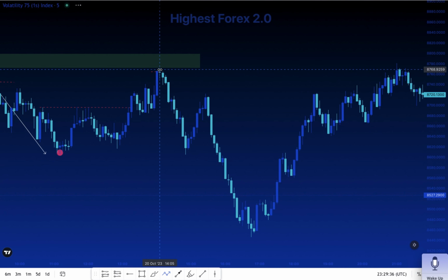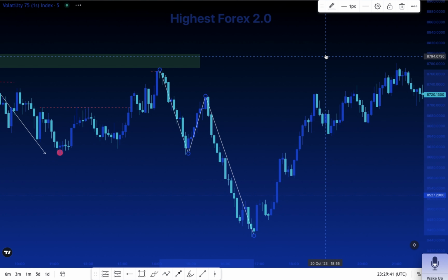What about the third criteria? Yeah, it was met because we have a push before the last drop. So we had an inducement. We do have an inducement. It took candle liquidity, but it did not have imbalance.